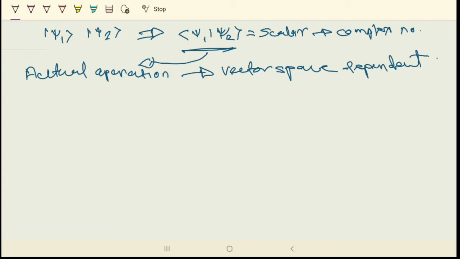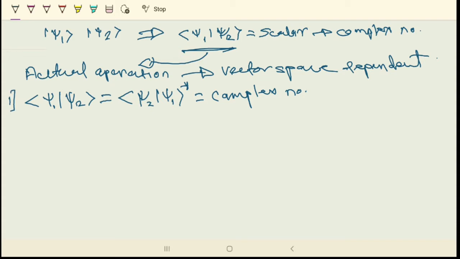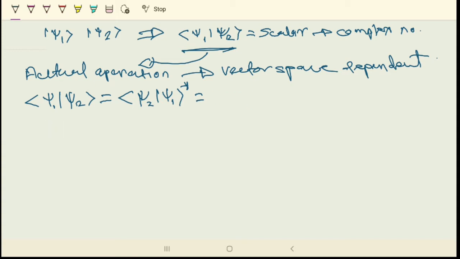We say a particular operation is an inner product if and only if it satisfies certain properties. Those properties are: the inner product of psi 1 and psi 2 should give me a complex number, and the inner product should be anti-symmetric. So if I change bra psi 1 ket psi 2 to bra psi 2 ket psi 1, then I should get the complex conjugate of the scalar number, and this is generally a complex number. This is the first property to be satisfied by that particular operation.